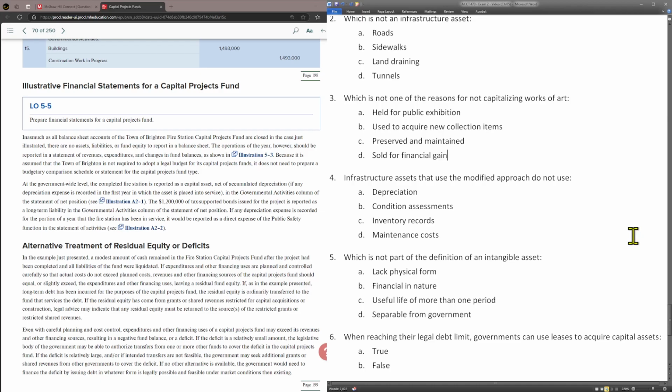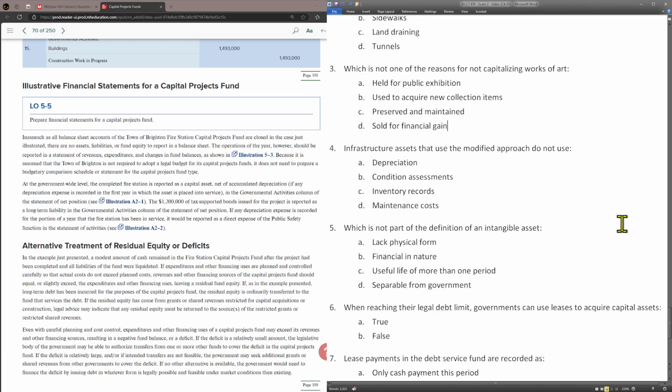So here it's D. 4, infrastructure assets that use the modified approach do not use what? Do not use depreciation. Remember, instead of depreciation, we use that sort of maintenance costs. We also conduct inventory condition assessments, and we also keep inventory records of them as well. So using the modified approach, it means we don't use depreciation as an expense. We use our estimate of the maintenance cost as the expense.